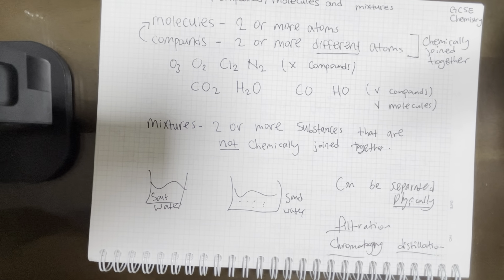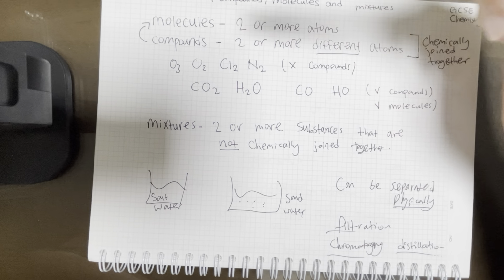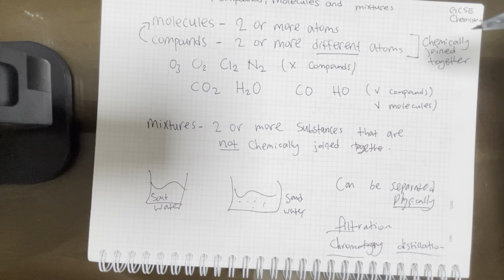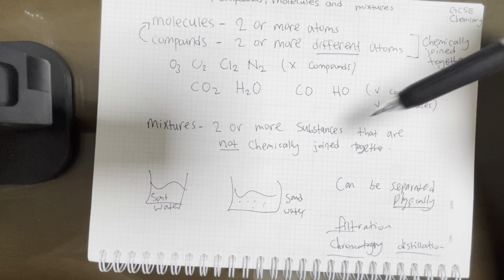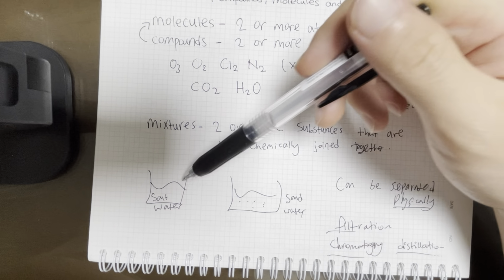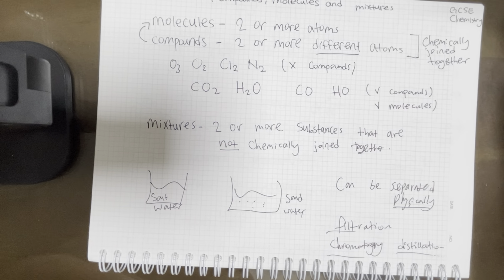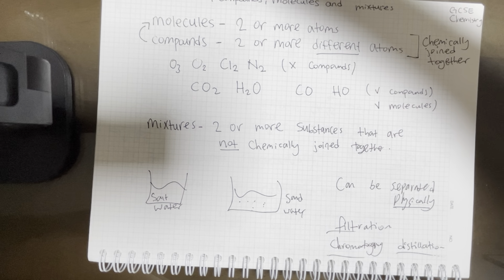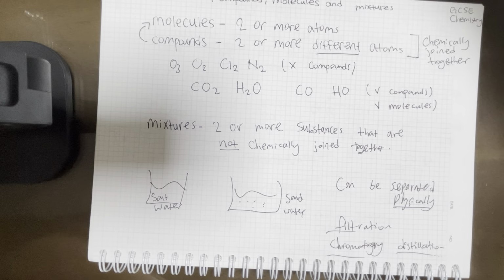So, let's do a little bit of summary. Molecules are 2 or more atoms chemically joined together. Compounds are 2 or more different atoms chemically joined together. And mixtures are 2 or more substances that are not chemically joined together. So something that you can do in your own house. Salt water or sand water, etc. I was thinking of a way to easily memorize this and to make it quite easy to understand. And I came up with this. I don't know if you guys will understand this, but let me just tell you.